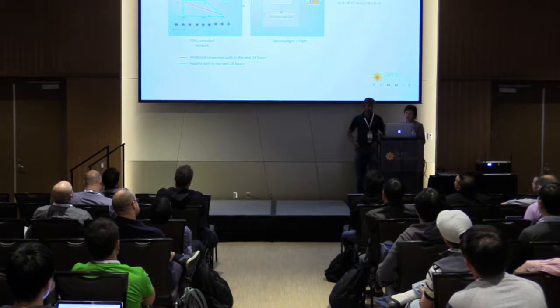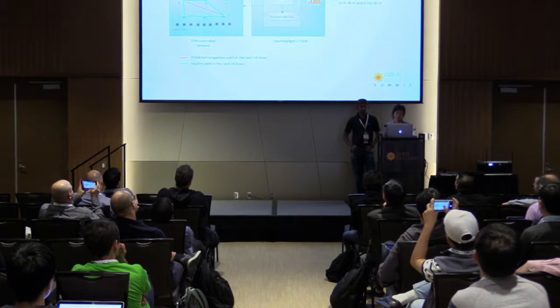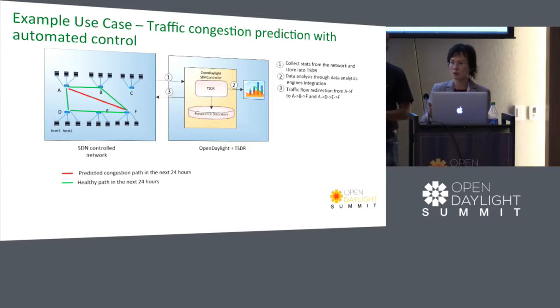So again, this is a very simple example we presented last summer. On the left-hand side, you can see there's a network, whether it's virtual or physical, doesn't really matter, but you can see from A to F, there are multiple paths, right? If we have an algorithm, we can predict that in the next 24 hours there will be congestion between A and F, and we can change the configuration of the network and reconfigure the policy so that we rebalance the traffic and this congestion wouldn't happen. That's a simple example of leveraging the data we collected from the network and a machine learning algorithm on the data.